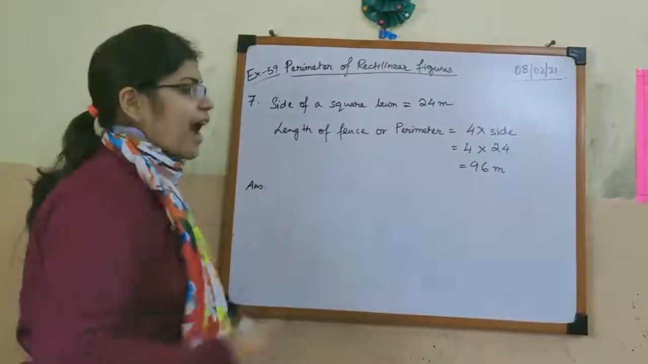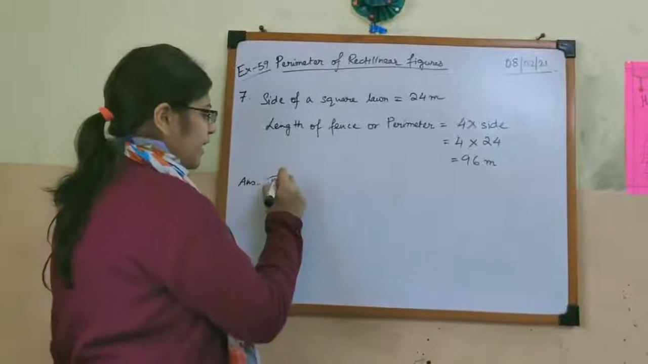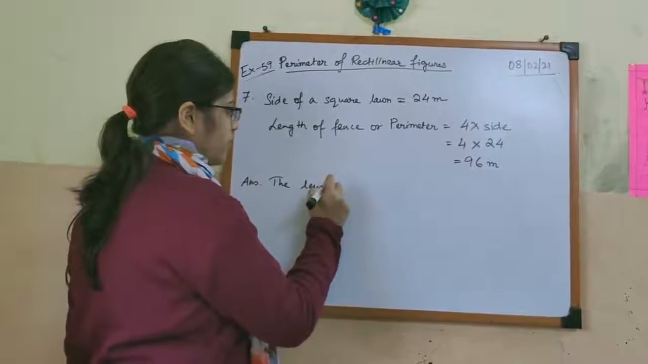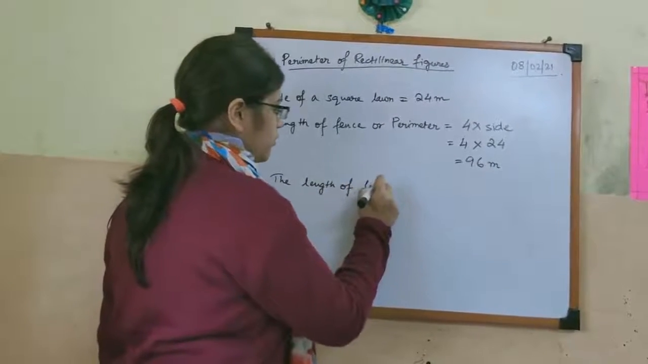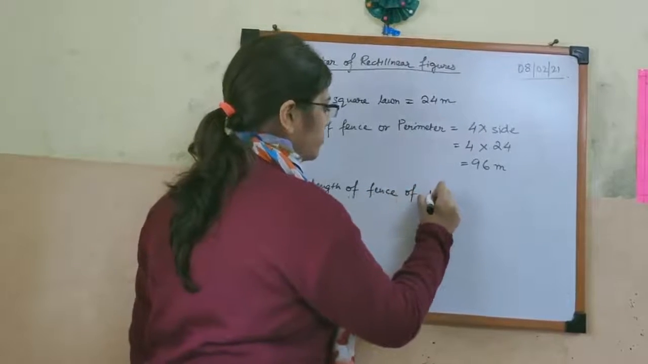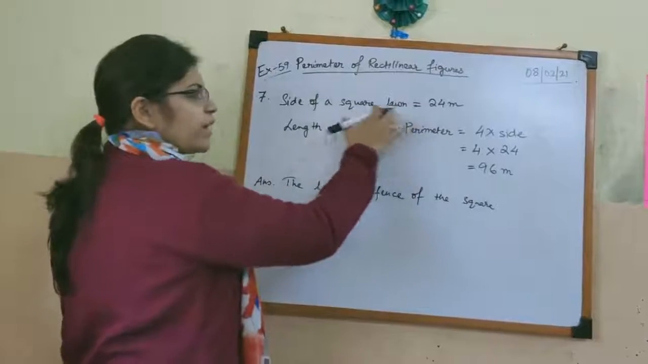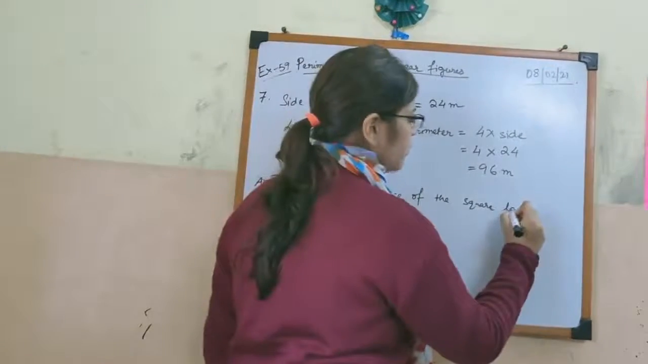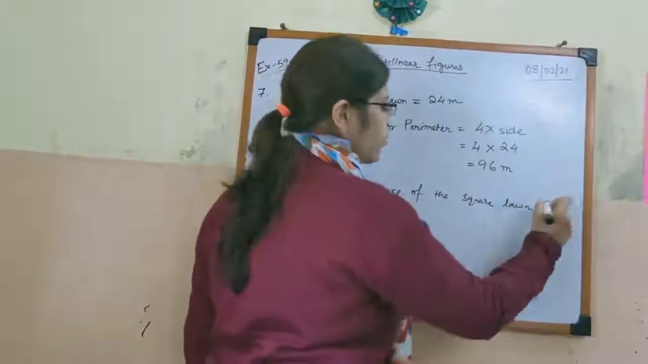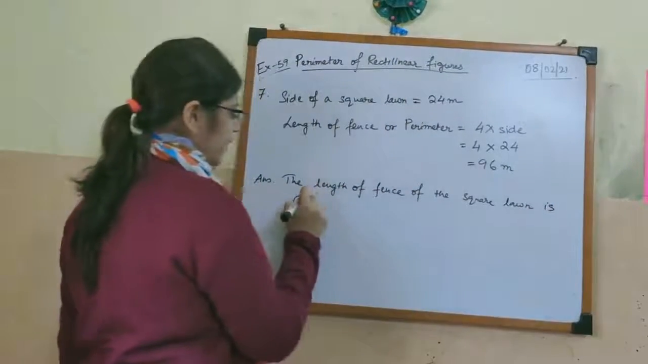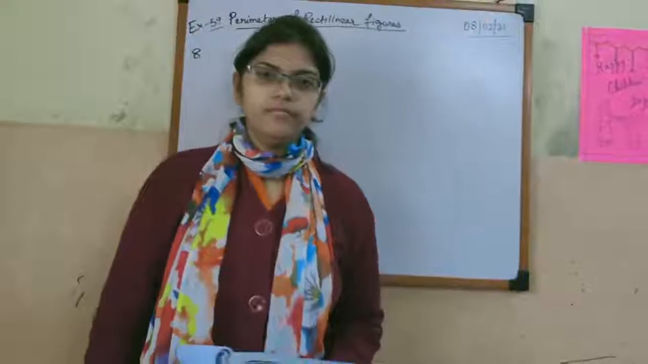So that means the answer is the length of fence of the square lawn. So this is the length of fence for the square lawn. So the length of fence for the square lawn is 96 meter.